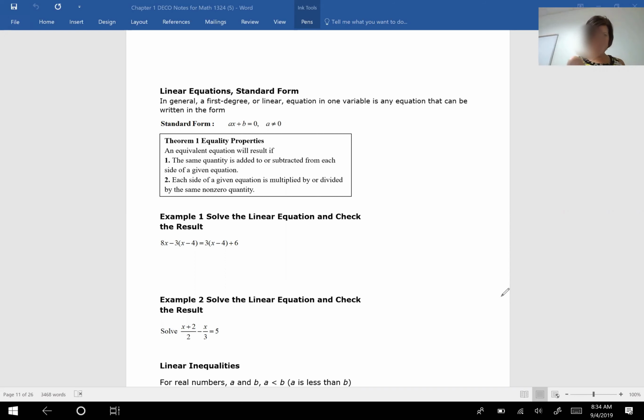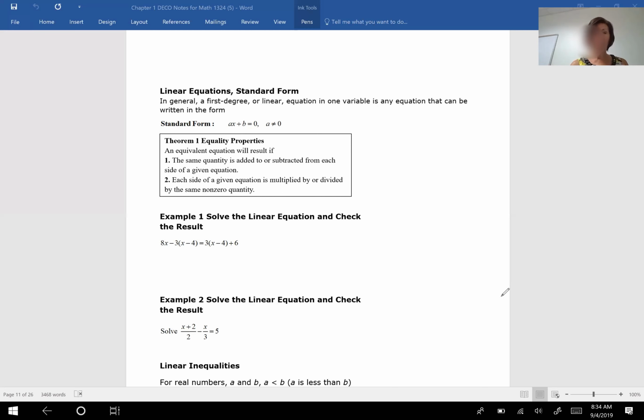Now, we're going to talk a little bit about what you're going to begin to see specifically in the 1.1 homework, and that is working with linear equations and making sure we understand the parts that are in that equation and how to graph them.